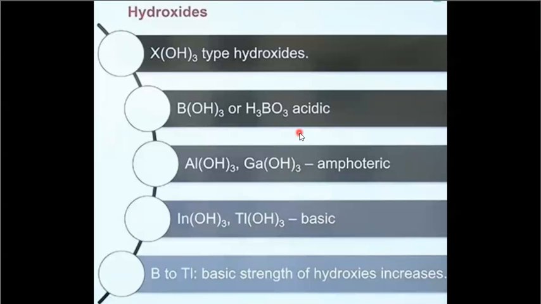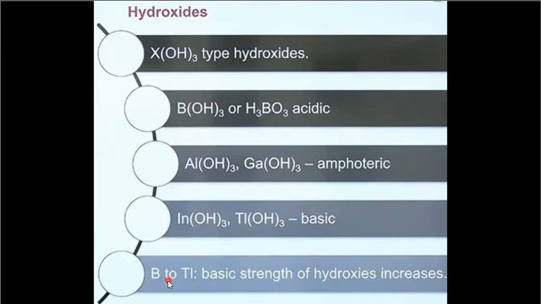So I'll continue. We are talking about the hydroxides. Just now I have told you that the hydroxides of this group elements are of the type XOH whole 3. Boron forms B(OH)3 type of hydroxide, which is acidic in nature. Aluminum and gallium hydroxides are amphoteric in nature. Indium and thallium hydroxides are basic in nature.